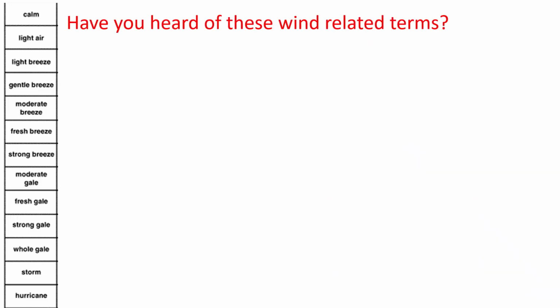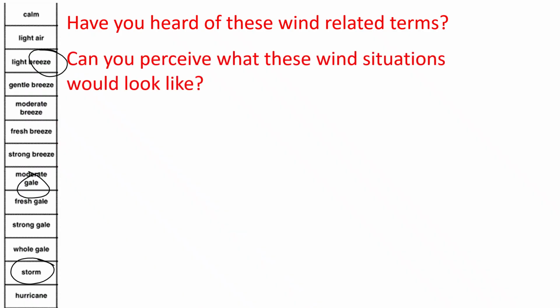Now look at these terms here. Do you recognize some of these wind-related terms? Do you know what it means to be calm or to have a breeze? You might or might not have heard this term, gale. You understand the concept of a storm or a hurricane. Can you perceive what the wind is like if I said, oh, it's calm outside, or there's a breeze out there? And not just a breeze, but the difference between a light breeze and a strong breeze. You can perceive what the wind would look like.